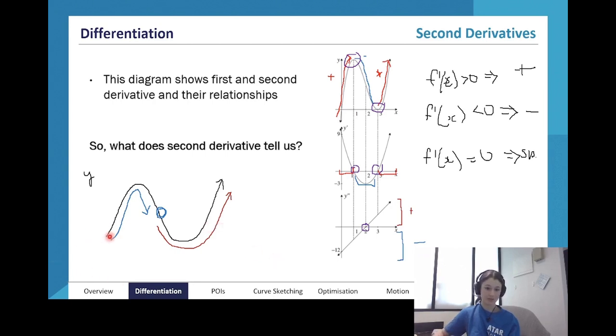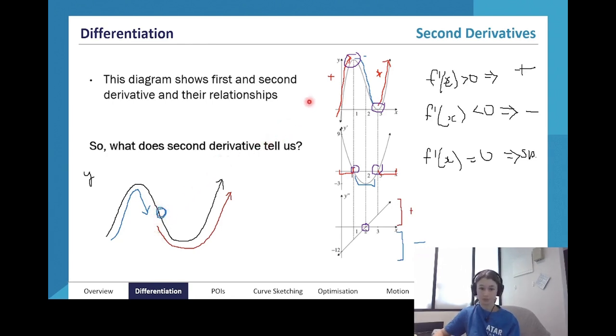So as you can see here, this section of the function has a certain concavity because the gradient is decreasing. And then in this section, the gradient is increasing, but then we have this point in here where the gradient changes from decreasing to increasing. And this is called our point of inflection.